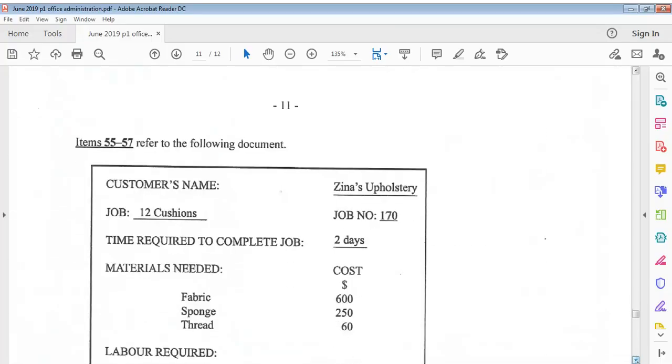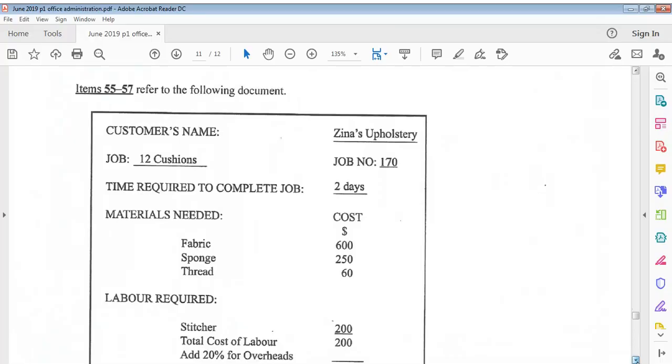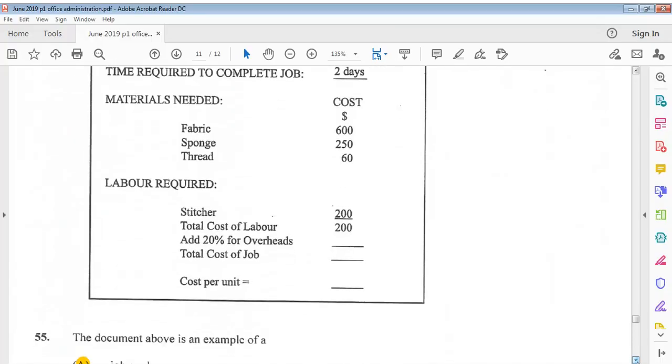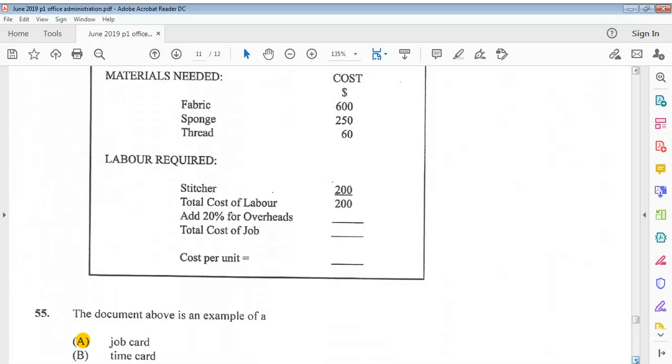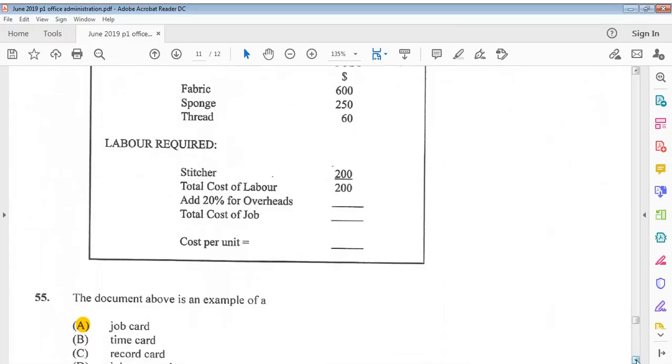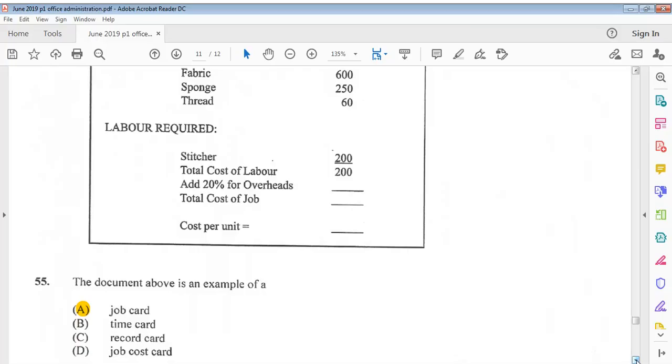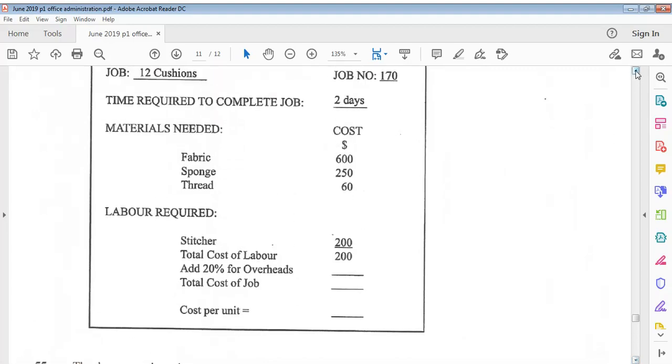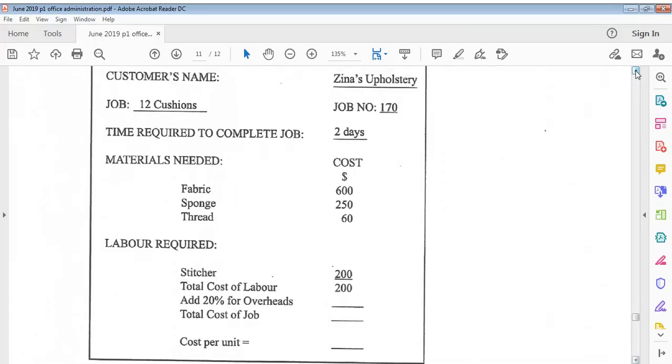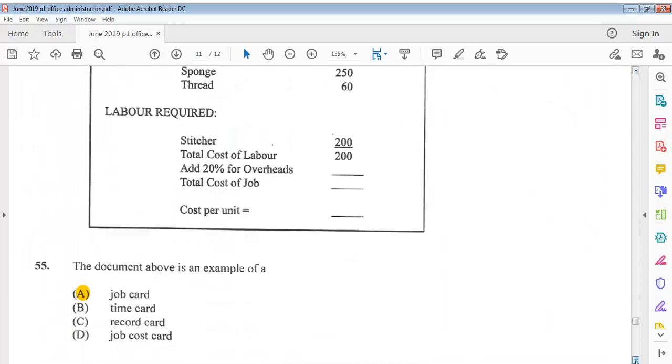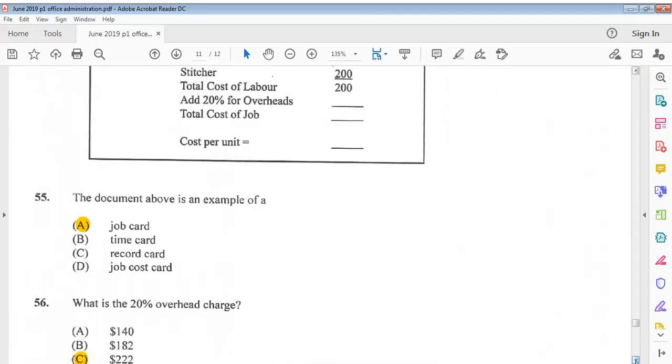Let's move on to questions 55 to 57. So here we have our document. It says the document above is an example of A, job card, B, time card, C, record card, or D, job cost card. We know it is a job card because we see the materials, it tells us the time required to complete the job, the type of job, the materials that were involved, and the labor cost, right? So we know that's a job card.